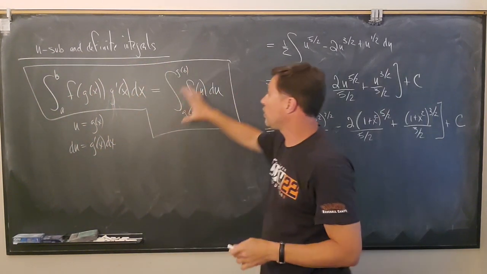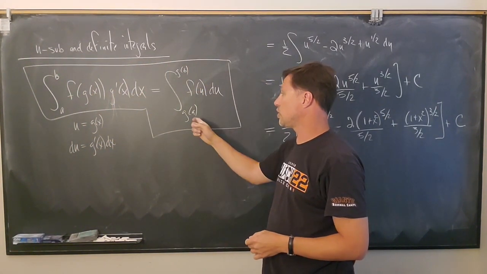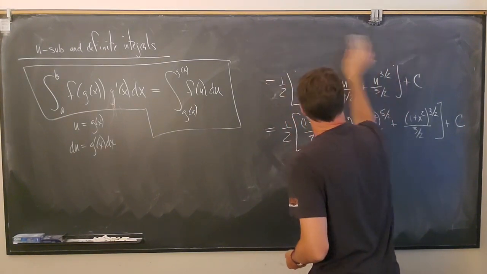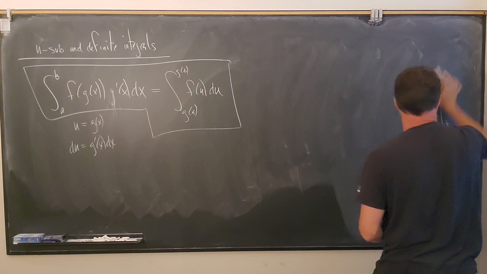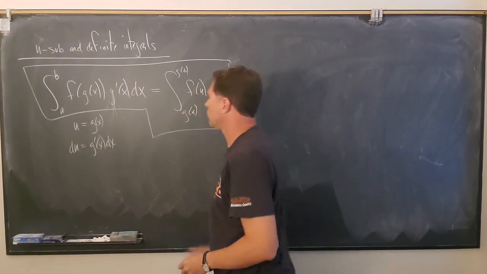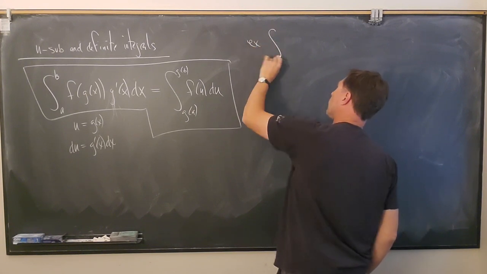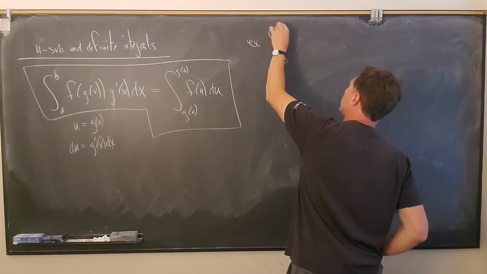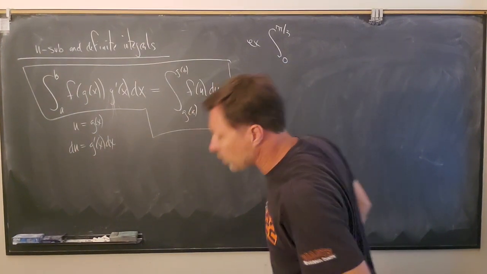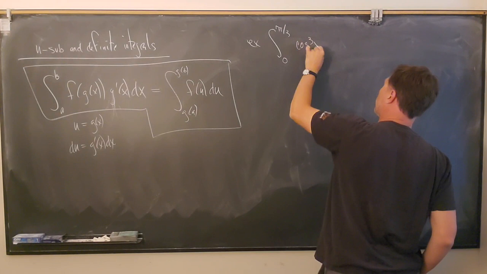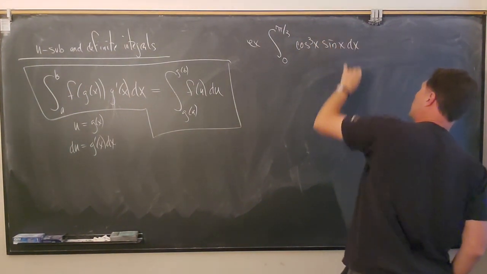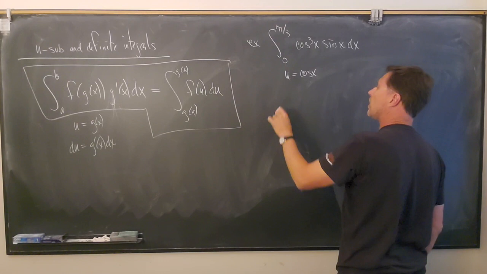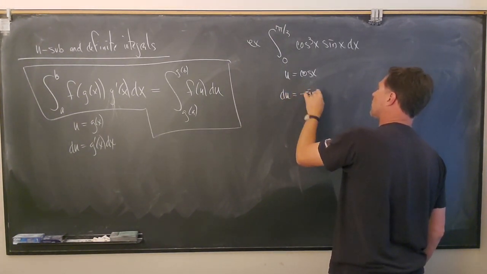When you're doing a definite integral, you need to change the limits of integration to g of a and g of b. Okay, so let's try a couple of examples there. So first one, let's look at the integral from 0 to pi over 3 of cosine cubed x times sine of x dx. In this case, I'm going to let u equal cosine x, and then du will be a minus sine x dx.